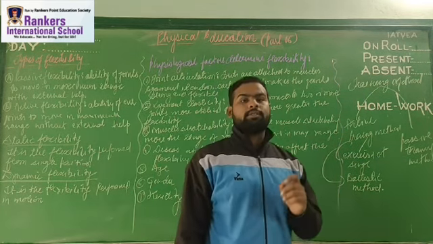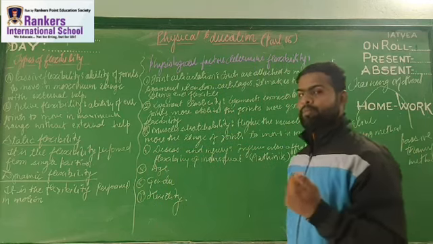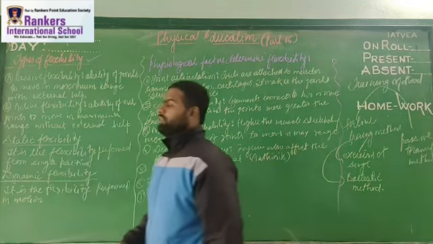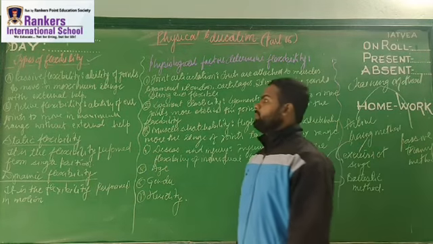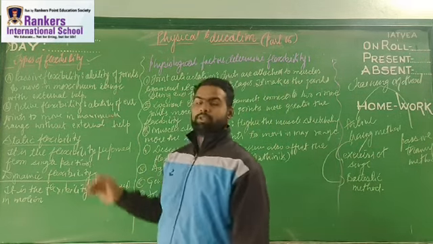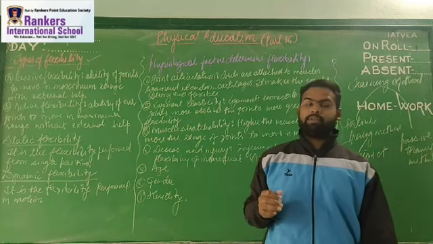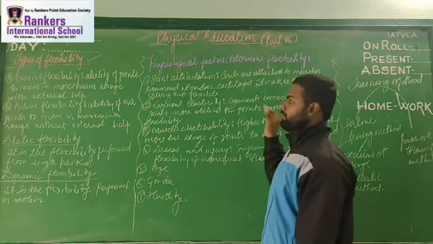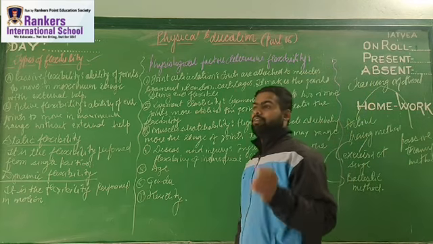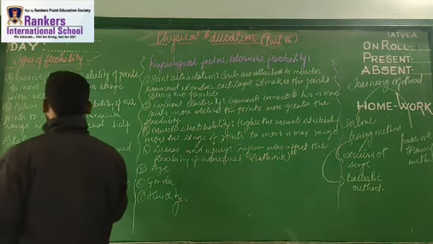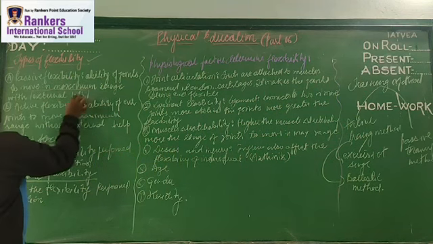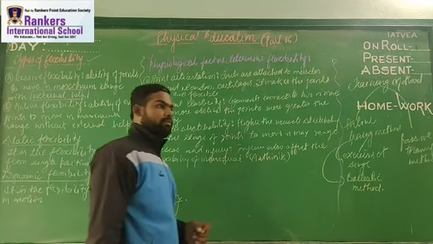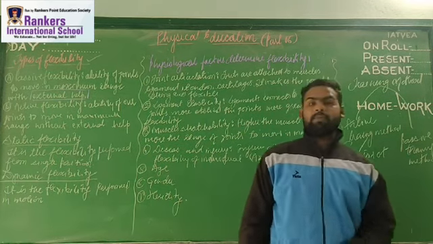So let's come and learn in detail the types of flexibility. The very first type of flexibility is passive flexibility. What is passive flexibility? Passive flexibility is the ability of our joints to move in maximum range with external help. Note down this point. External help. So passive flexibility is the ability of our muscles to move in the maximum range with external help.